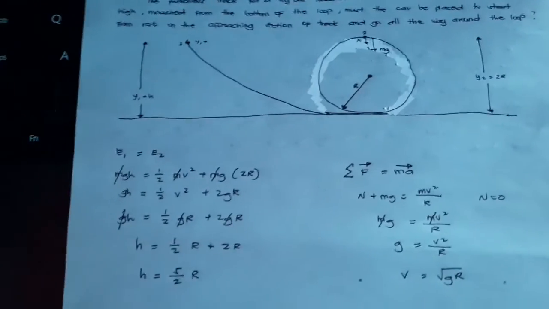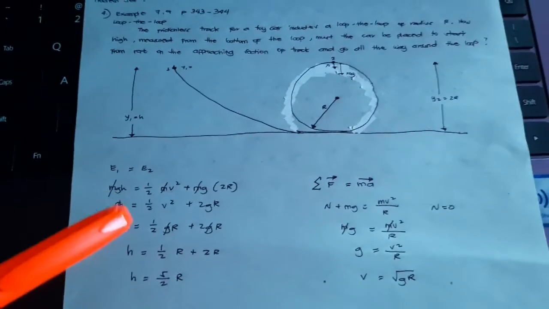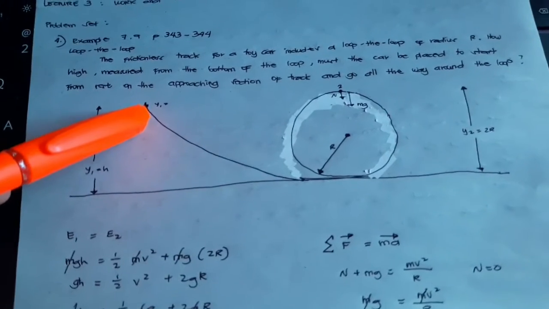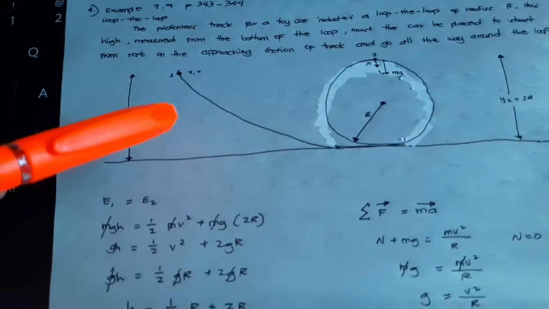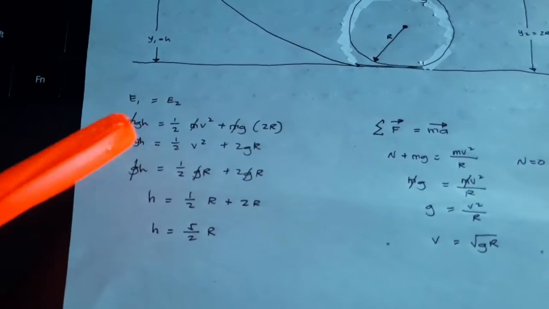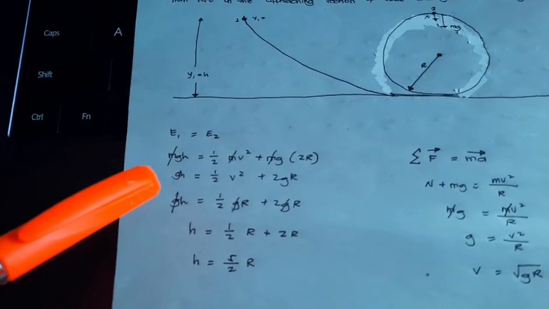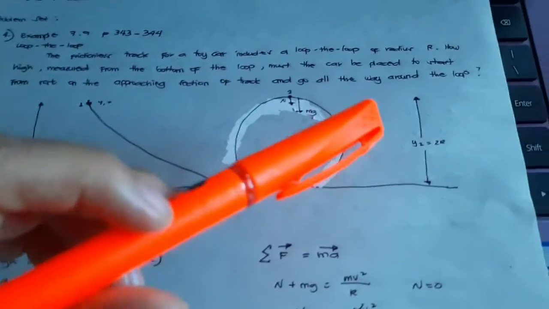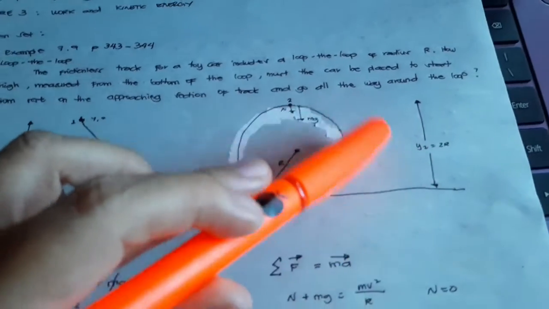So first, we need to write the conservation of mechanical energy. Since the toy car is up high, it has gravitational potential energy. The amount of that energy is mgh, which is mass, gravity, and height. So that is the gravitational potential energy. Then the 2r is the height of the loop. So the height of the loop is 2r.